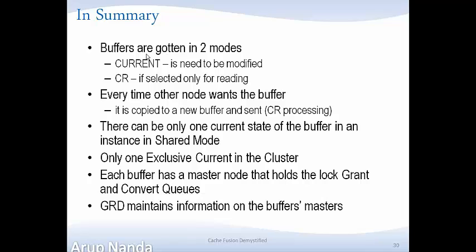So in summary, buffers are gotten in 2 modes. Current mode, which is when something needs to be modified. CR mode, which is when something is selected only for reading. Every time one node wants a buffer, it gets the buffer, copies it first to a different location, and then modifies it to whatever, like SCUR or exclusive current or something.